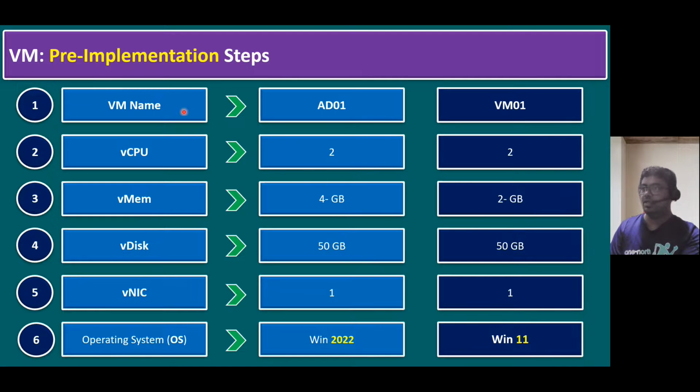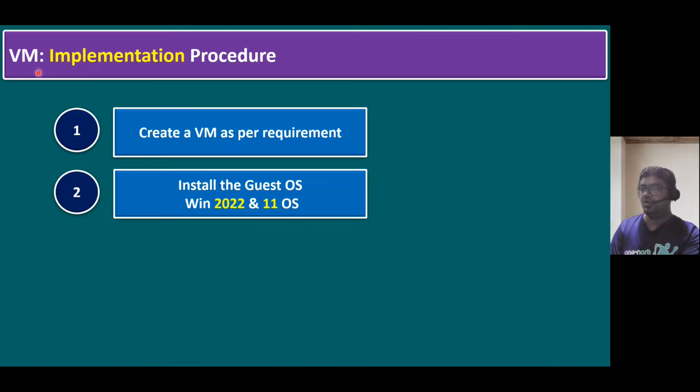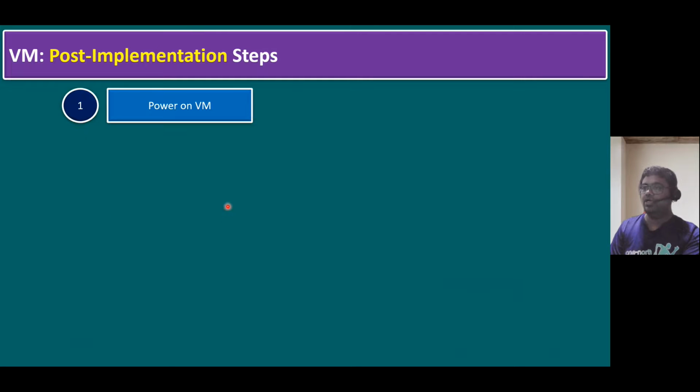And in the meantime, let's go to another point, virtual machine implementation procedure. See, the implementation procedure is to create a VM as per the requirement. So we already created and installed the guest OS 2022. Okay. And another point is post installation steps. So post implementation steps include power on VM. We already powered on the VM.